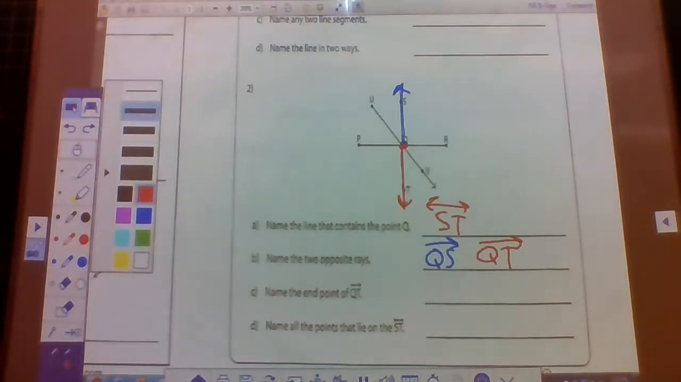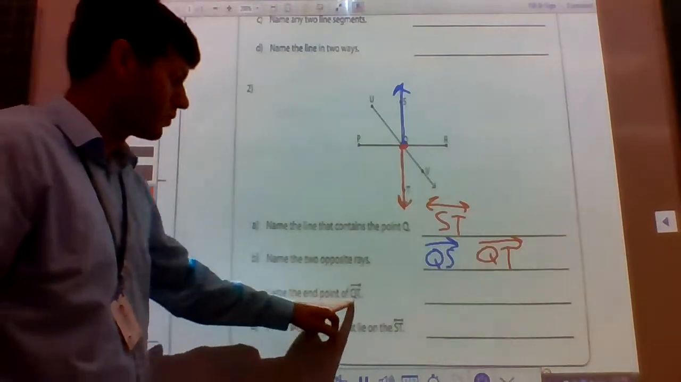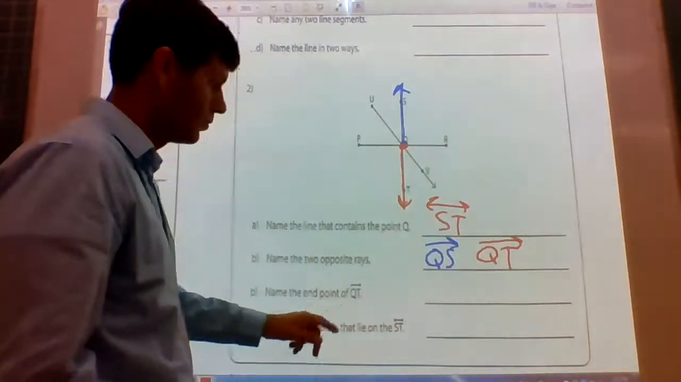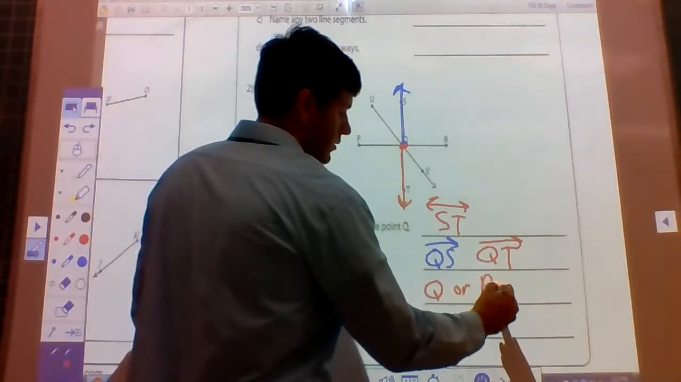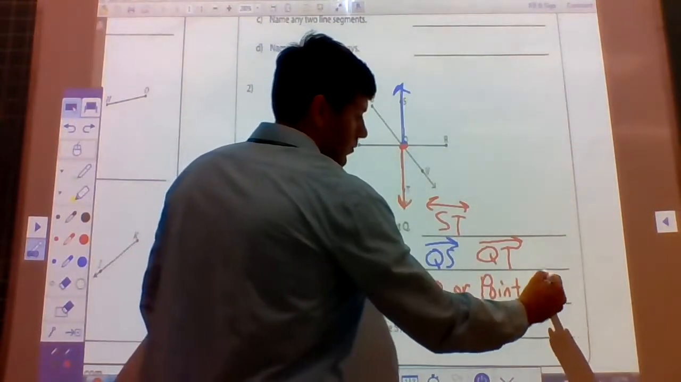Okay, name the endpoint of QT. Well, the endpoint of QT is just where the ray starts, and the ray starts at Q. So point Q.